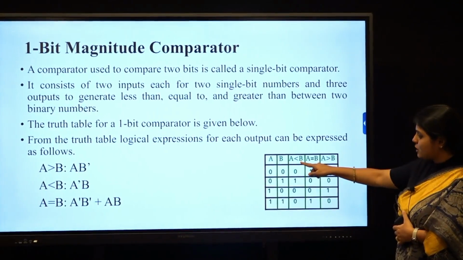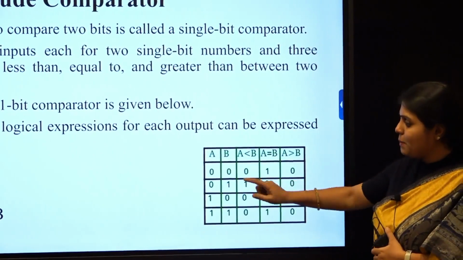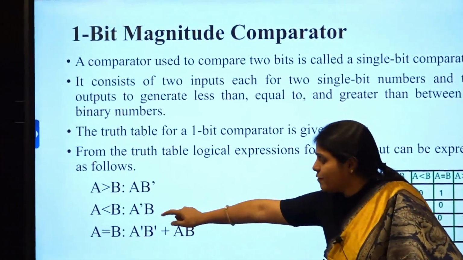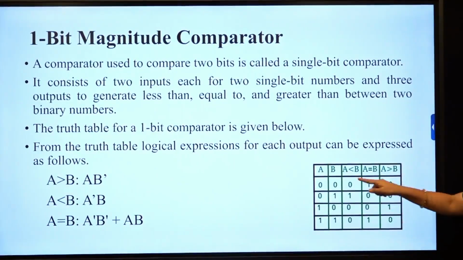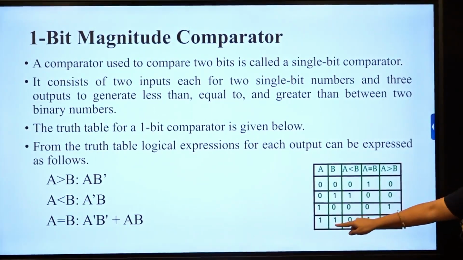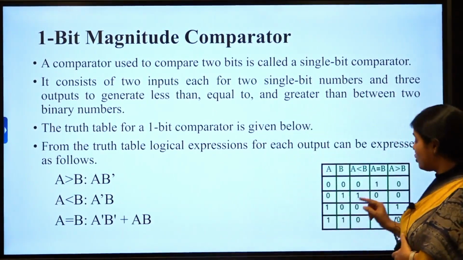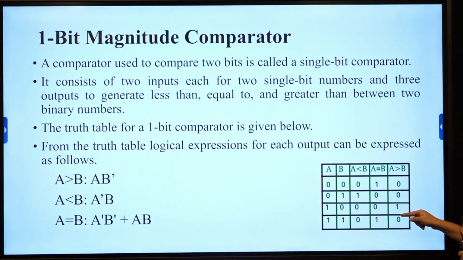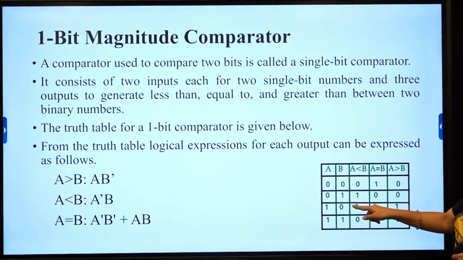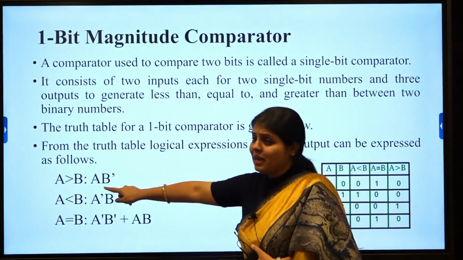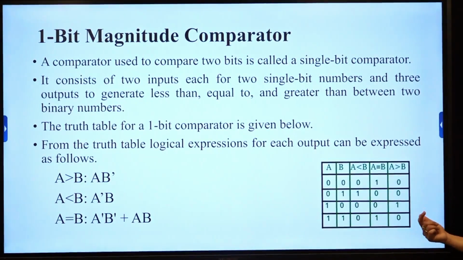Based on this truth table, I have derived the logic expressions. For the first output, A less than B, I have only one term, that is A bar B. For the second output, A equal to B, I have two combinations, AB as 00 and AB as 11, so I have A bar B bar plus AB. For the third output, A greater than B, I have only one high output, for the input case where A is equal to 1 and B is equal to 0, for which I have A and B bar.